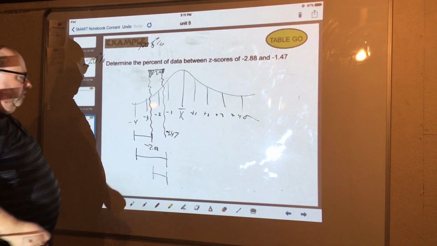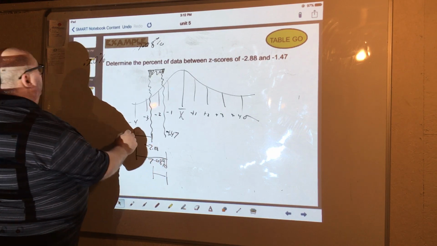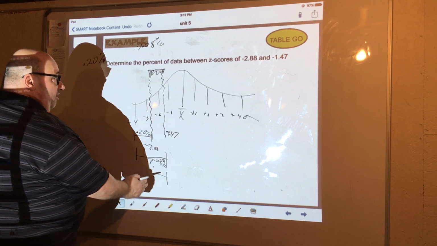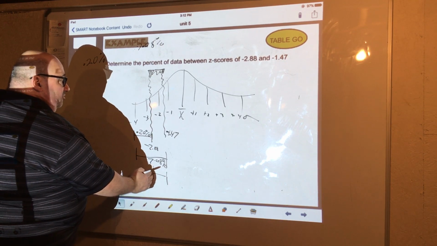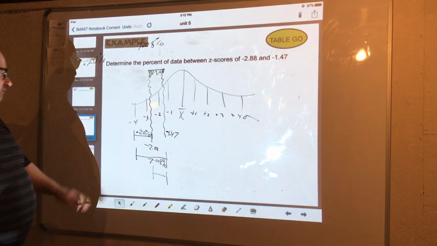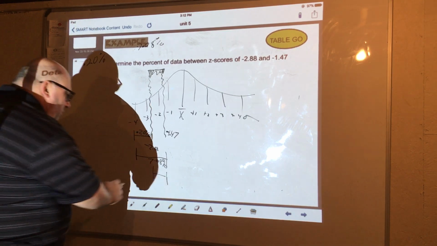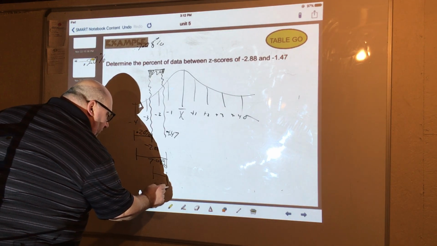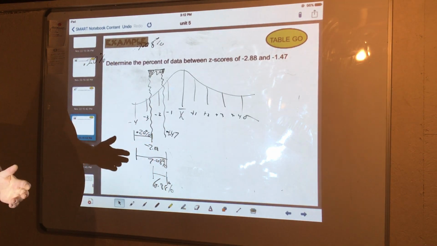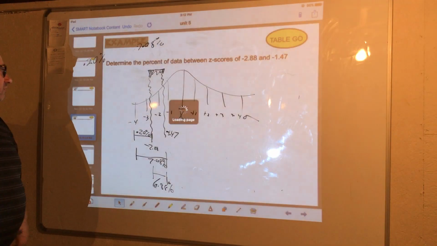Okay, so that means from here to here, 7.08%, and from here to here, 0.20%. So the data between, or the percent between negative 2.88 z-score and negative 1.47, 7.08% minus 0.20, 6.88%. Yeah? Does that make sense? Okay. Any questions about that? Good. Let's look at this next example.